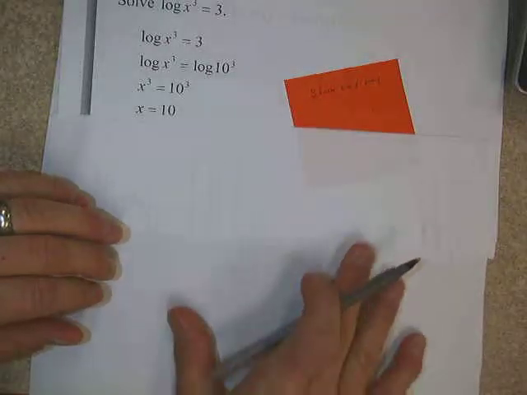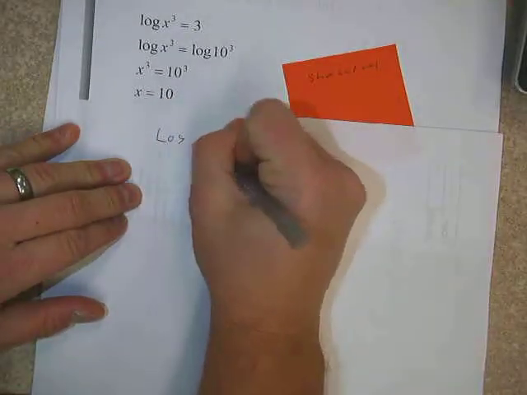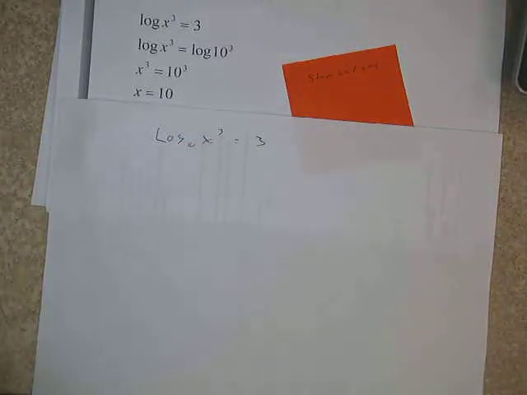Okay. Now, what this does for us then is recognize that these are both logs of the same base. Okay. So what do we know about both arguments? Both arguments have to be equal. Okay. And so hence we can say that x to the third equals 10 to the third. And what does that tell us about x? It's got to be 10. Okay.